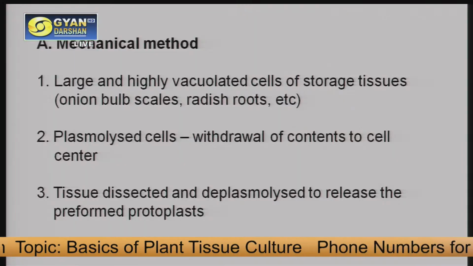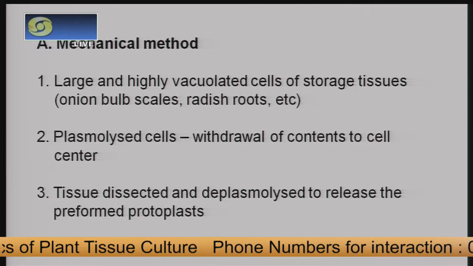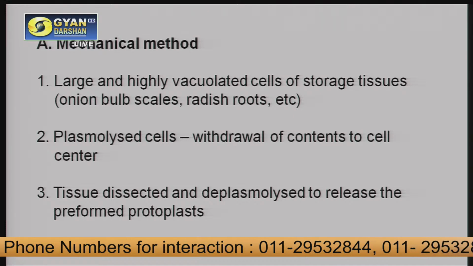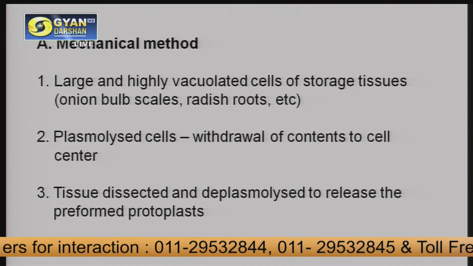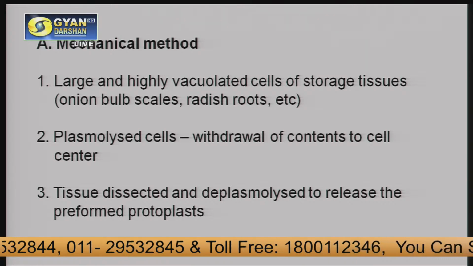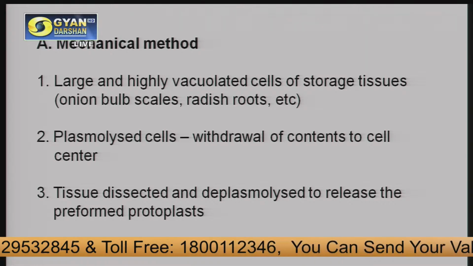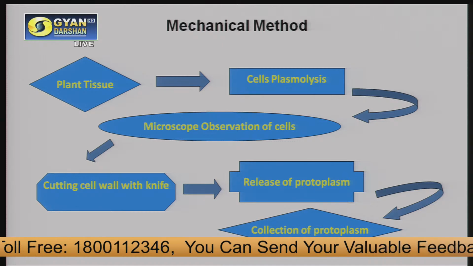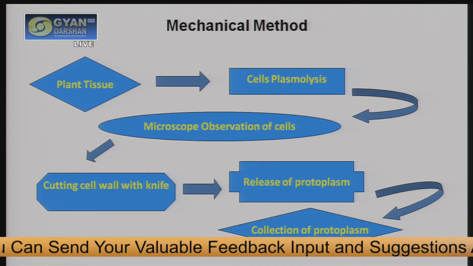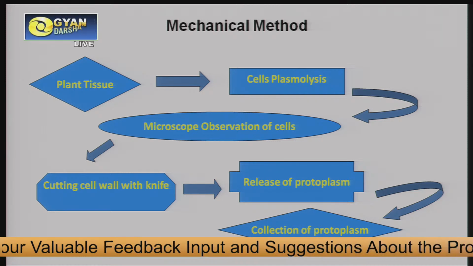The mechanical method is not that common, because you just select some highly vacuolated cells, the plasmolysed cells, with withdrawal of contents to the cell center, and then you dissect the tissue and deplasmolyze to release the preformed protoplasts. But this is not a very routine method, because the yield of protoplasts is very low, and also because there can be mechanical injuries to the tissues.